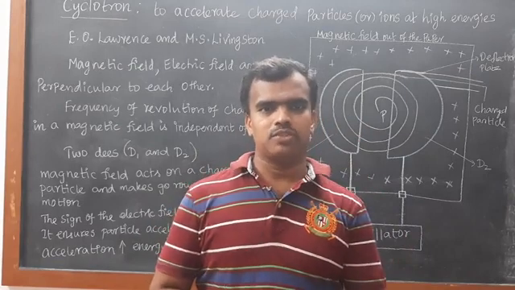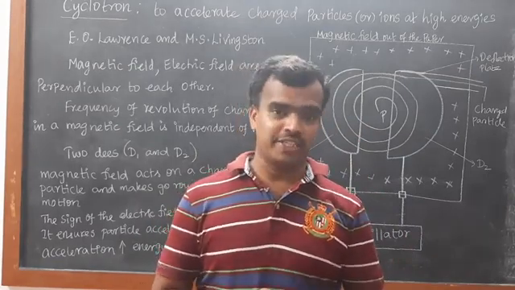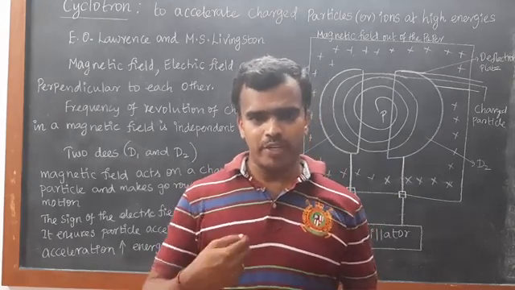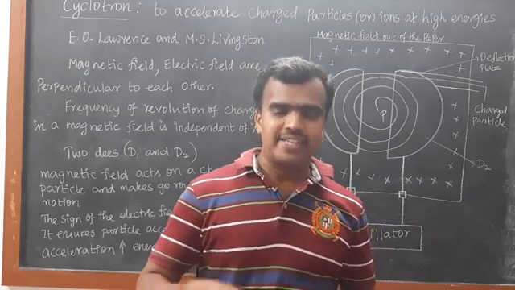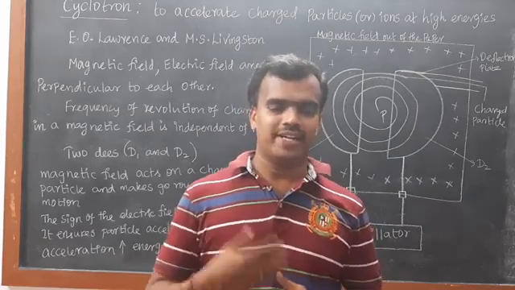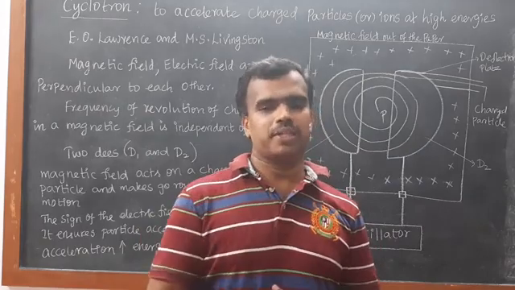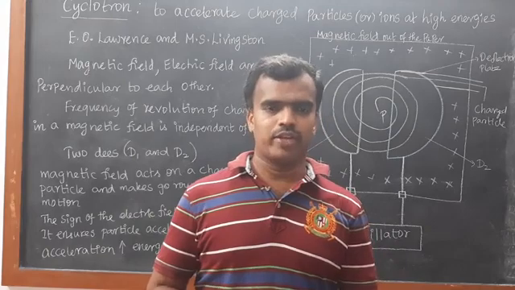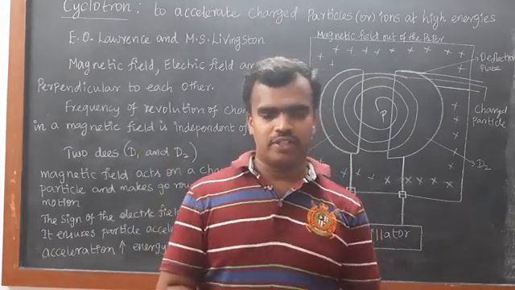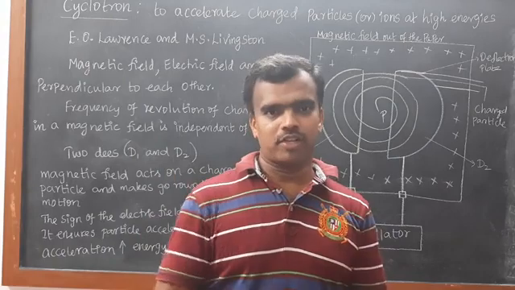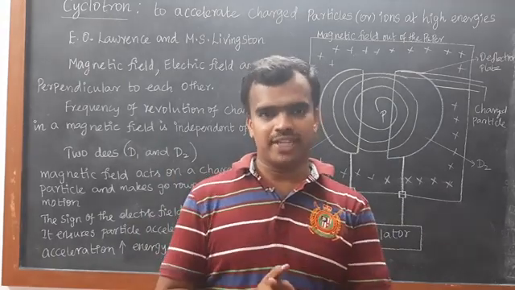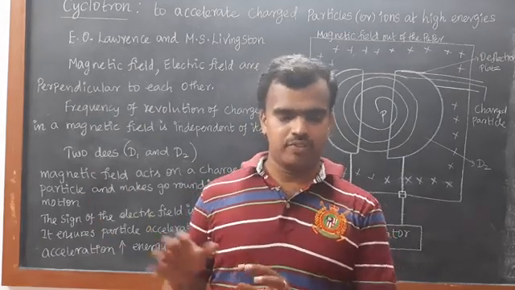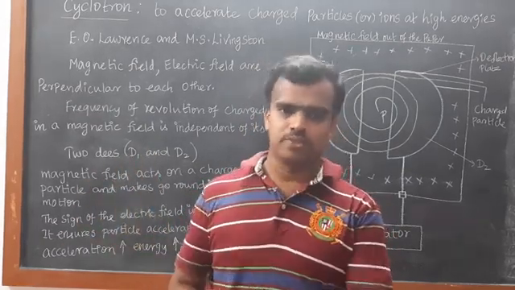Actually, what does cyclotron mean? We are going to accelerate charged particles or ions, that is, increase their energy. If the energy is increased, they can easily go and bump into other things. So cyclotrons are mainly used in nuclear reactions. We hit fast-moving protons on a particular element, and that will cause some nuclear reactions and produce some amount of energy.